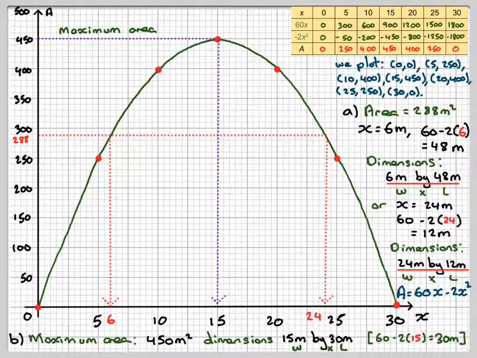Okay, this has been a video to show you how to draw a quadratic function in order to work out the dimensions needed for a rectangular enclosure for keeping sheep. I hope you've understood, and I thank you very much for watching.